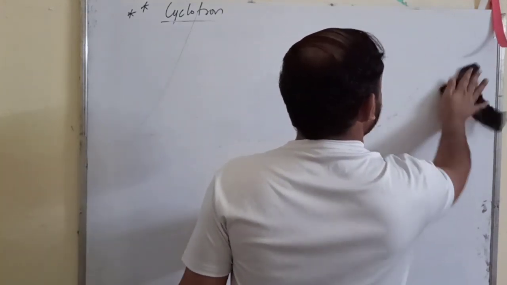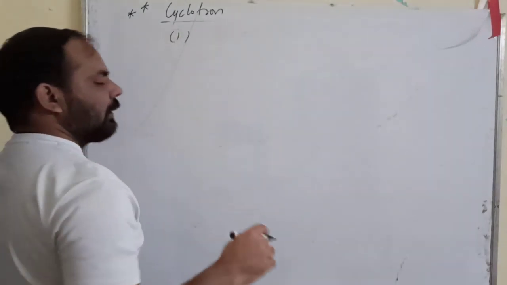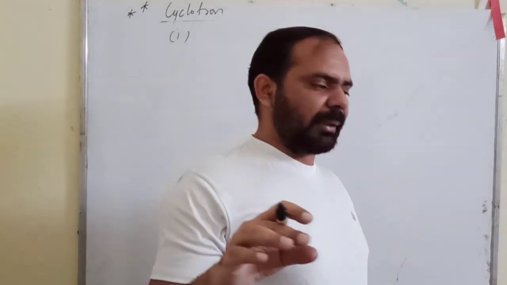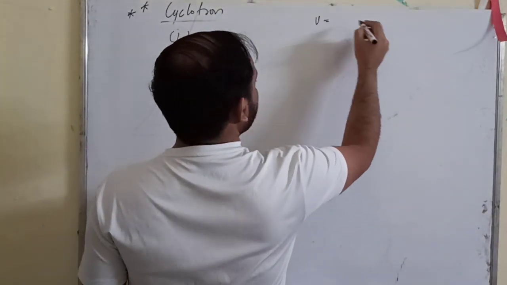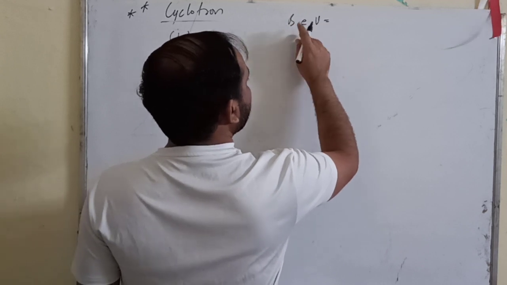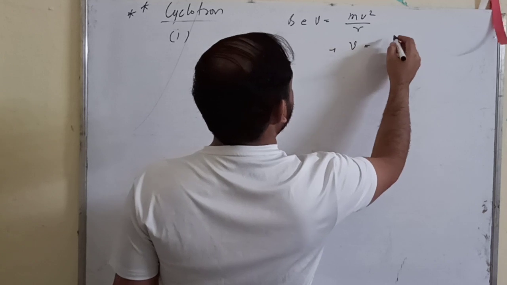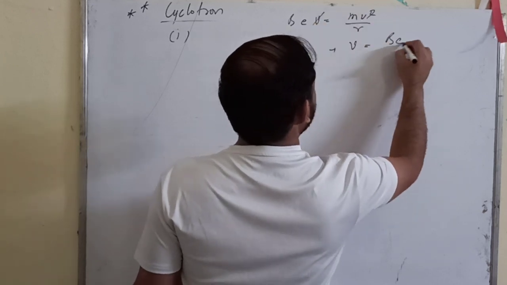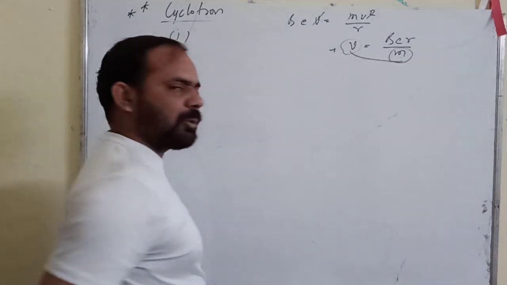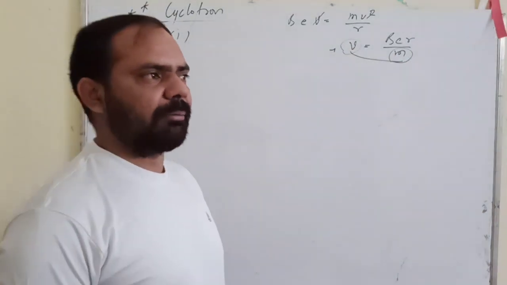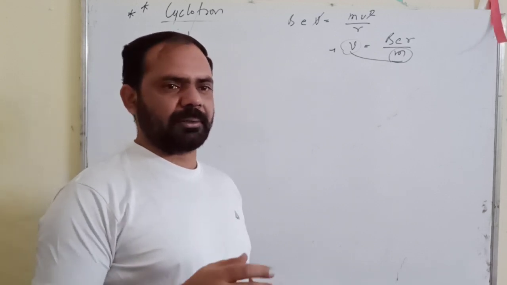Now, last few points to be noted. The first one is what we have mentioned here. The velocity, from BQV equals mv square upon r, so V is equal to, your square gets cancelled, BER upon m. So what we have obtained is that V is inversely proportional to the mass. The velocity acquired by the charged particle is inversely proportional to mass.